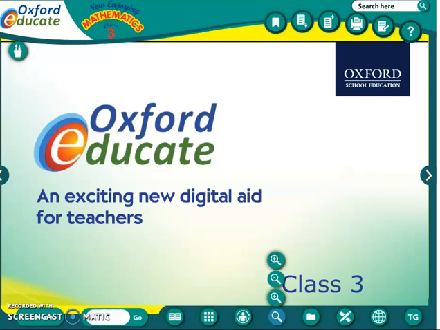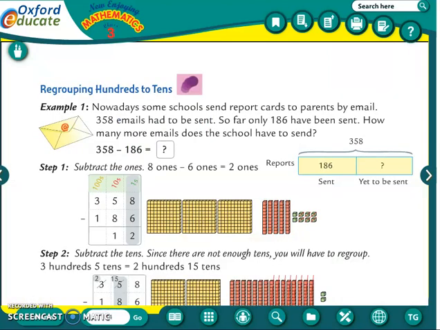Now we will do maths and we are doing the chapter number 3, subtraction. Now we will see regrouping hundreds to tens.